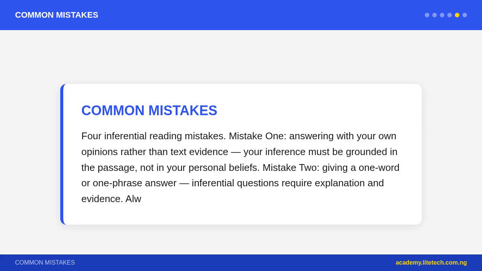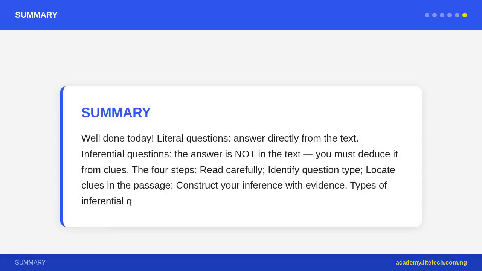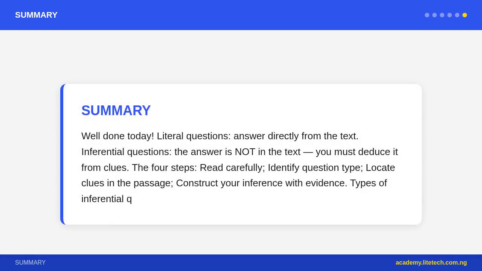Four inferential reading mistakes. Mistake 1. Answering with your own opinions rather than text evidence. Your inference must be grounded in the passage, not in your personal beliefs. Mistake 2. Giving a one-word or one-phrase answer. Inferential questions require explanation and evidence. Always write in complete sentences.